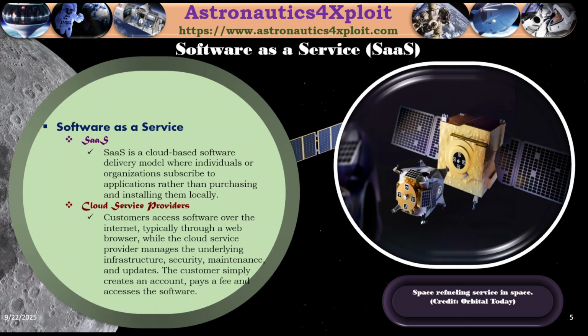Software as a service is a cloud-based software delivery model where individuals or organizations subscribe to applications rather than purchasing and installing them locally. Customers access software over the internet, typically through a web browser, while the cloud service provider manages the underlying infrastructure, security, maintenance, and updates. The customer simply creates an account, pays a fee, and accesses the software. The picture here illustrates space servicing in space, which is making use of software as a service.